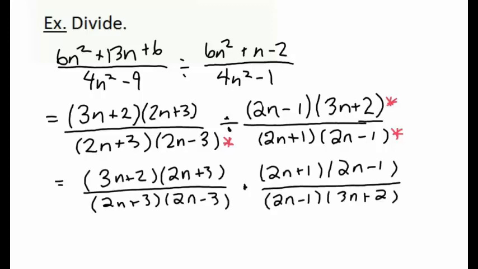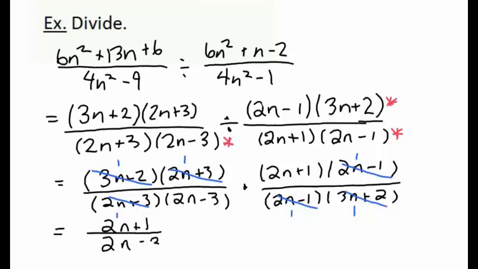So here's what our question looks like after we take our second fraction and we take the reciprocal of it. Now we can work through the cancellation stage to see if there are any factors that are going to cancel off. And it looks like we do have a couple, so our 2n minus 1s will cancel. We have 3n plus 2s that are going to cancel. And we also have 2n plus 3s that are going to cancel. After all of our cancellations, in the numerator we're left with 2n plus 1, and in our denominator we're left with 2n minus 3.